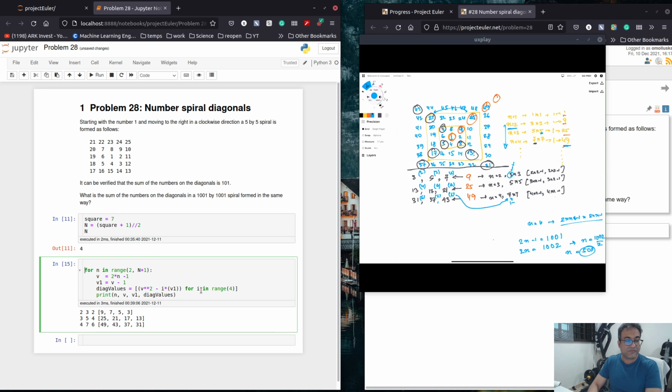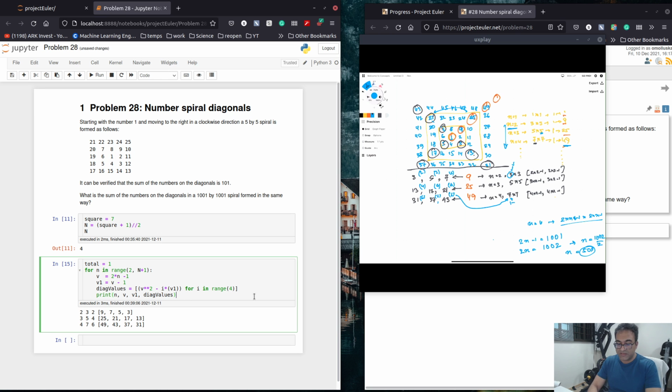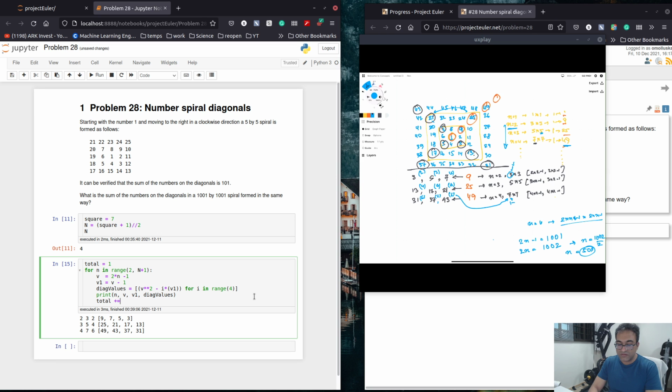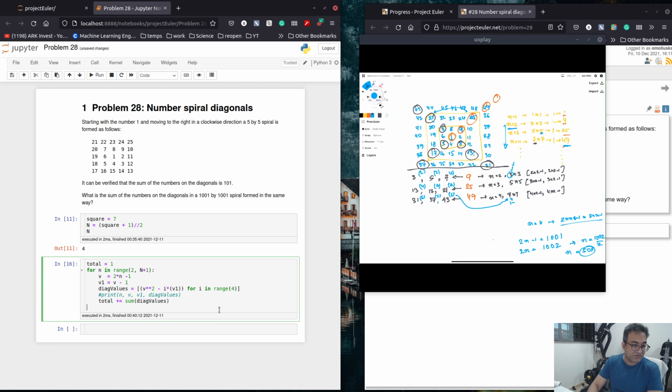Total, this one is for the 1 in the center over here, so we start with this, and total plus equal to the sum of diagonal values, and we don't need to print this. Okay, and we just want to figure out what the total is.